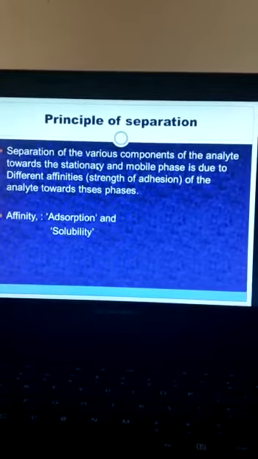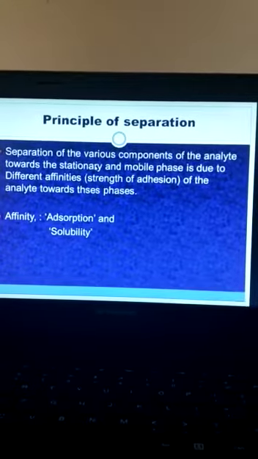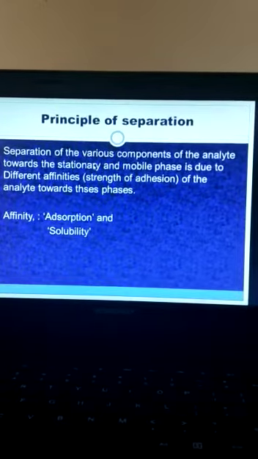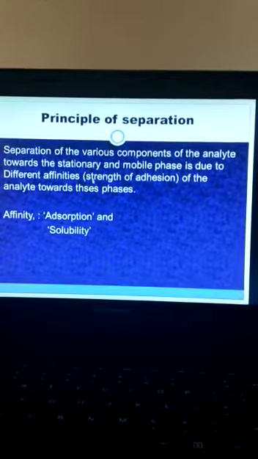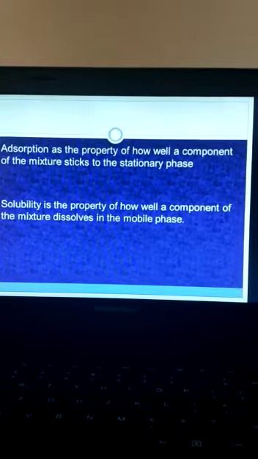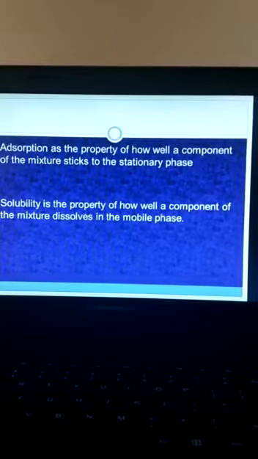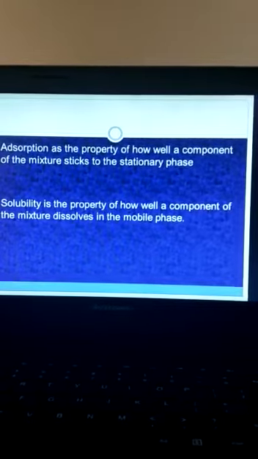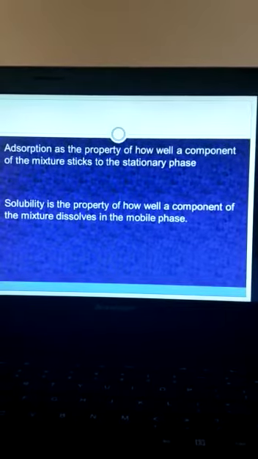Affinity is defined by two other properties, the property of adsorption and solubility of the components or the pigments. Adsorption is how well a pigment sticks to the stationary phase. Solubility is how well the pigment of the leaf mixture dissolves in the mobile phase. So the interaction between these two factors influences the different rates at which these pigments or components move through the column.